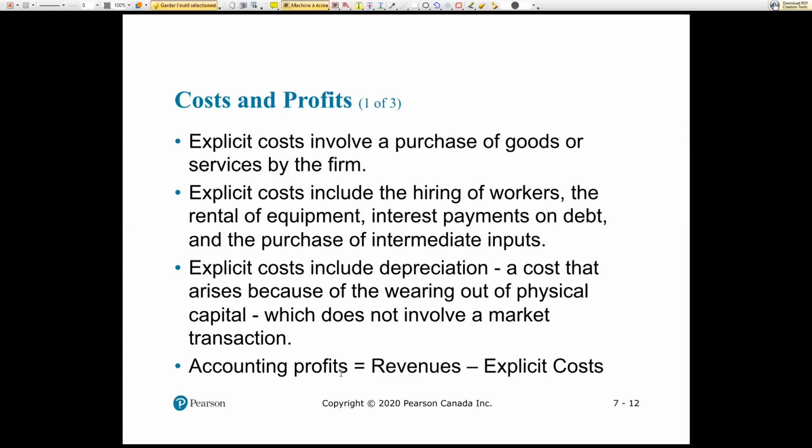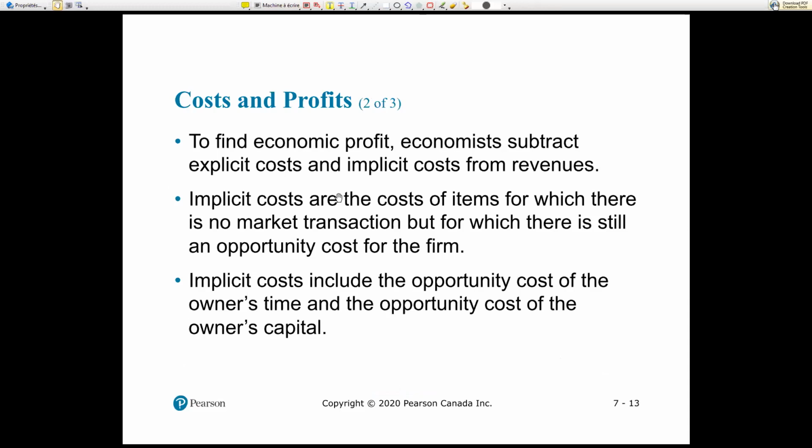And the accounting profit is the revenues, so the sales times the price, minus the explicit costs. So these explicit costs. And why do we say it's accounting profit? Because we also have implicit costs that we're going to see later. So this is really what we just said. So the accounting profit is the revenues minus the explicit costs.